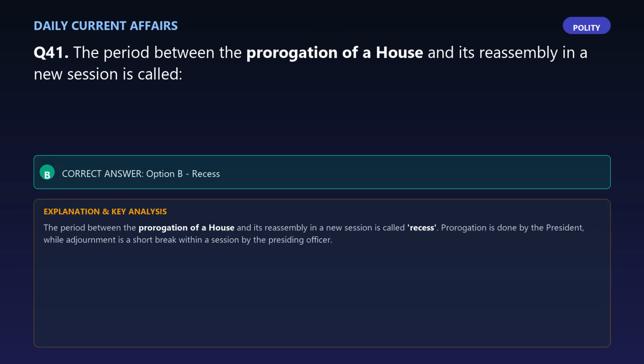Question 41. The period between the prorogation of a house and its reassembly in a new session is called. The correct answer is option B, recess. Explanation. The period between the prorogation of a house and its reassembly in a new session is called recess. Prorogation is done by the President, while adjournment is a short break within a session by the presiding officer.